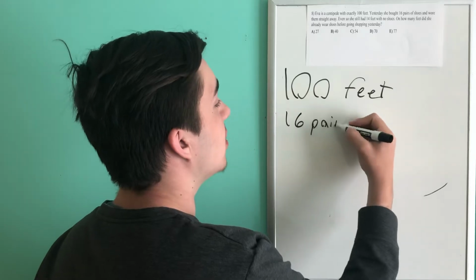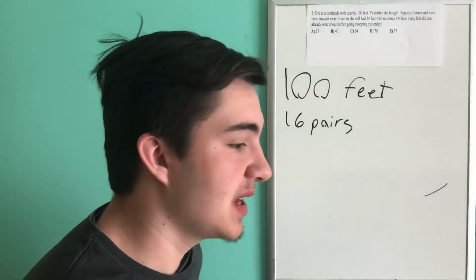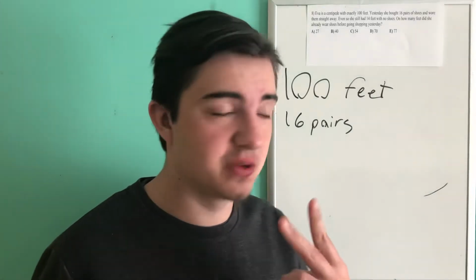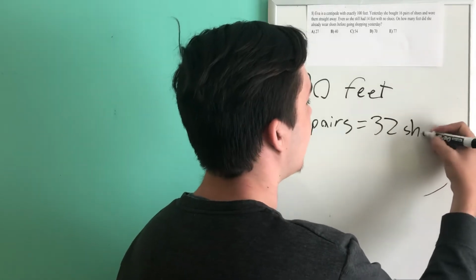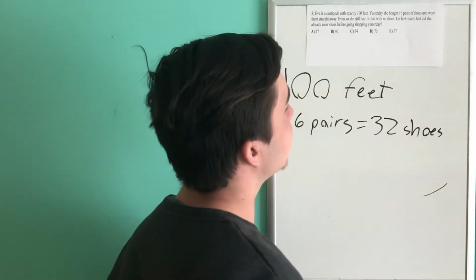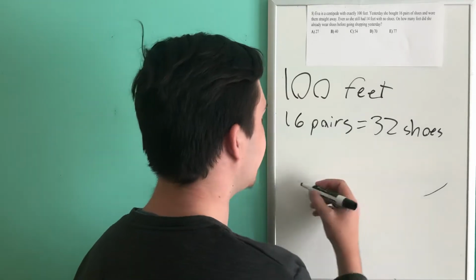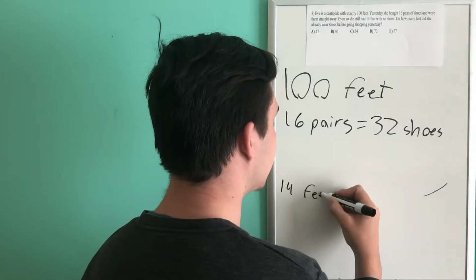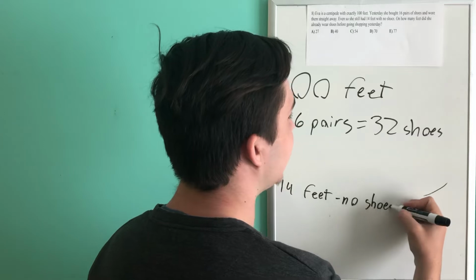Now, what do we know about 1 pair of shoes? 1 pair of shoes has 2 shoes, right? Because when you go to the store and you buy a pair, there's 2 of them. So this is equal to 32 shoes. And then it says, on how many feet did she already wear a shoe? Because she had 14 feet. So at the end, she had 14 feet with no shoes. Right? That's at the end.